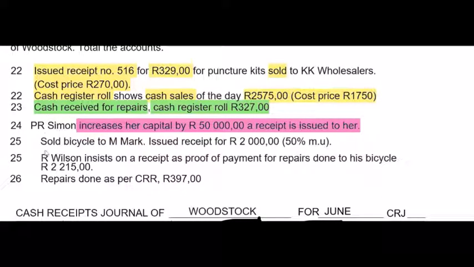Then on the 25th, we sold a bicycle to M. Mark. My document doesn't want to highlight, so I'm just underlining it. Okay? And we issued a receipt for 2,000 Rand, and a markup percentage of 50% was given to us. Okay, so now it's in yellow again because we've made a sale, so this will go to the sales and the cost of sales columns, and they didn't give us a cost price, but they gave us a markup percentage, so we can go and calculate our own cost price.